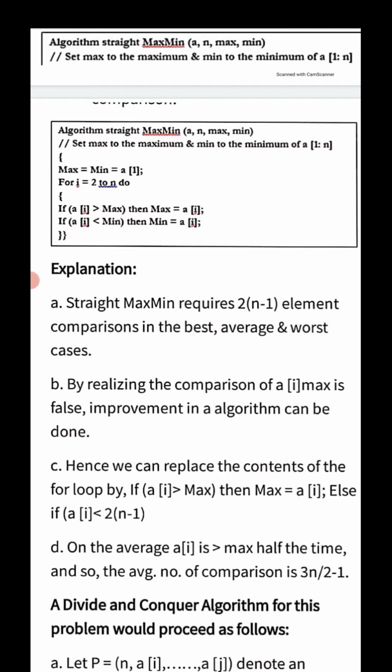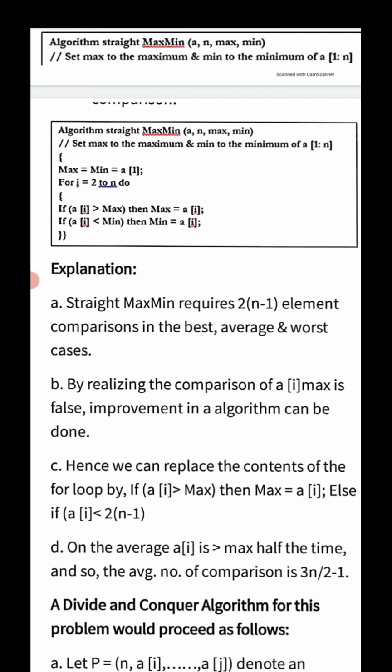And then we write the for loop here, for i is equal to 2 to n do. Initially the i value is assigned to 2 up to n elements. Now do the task here.